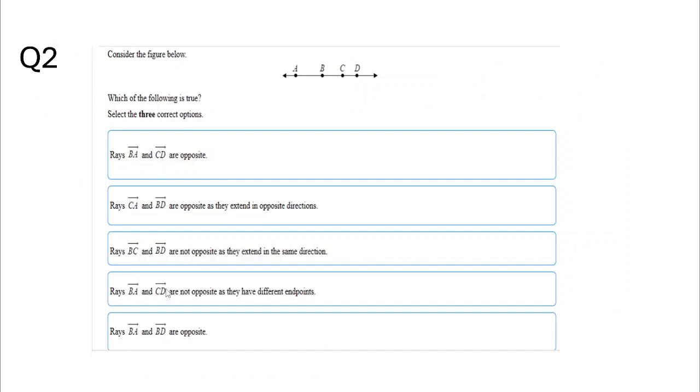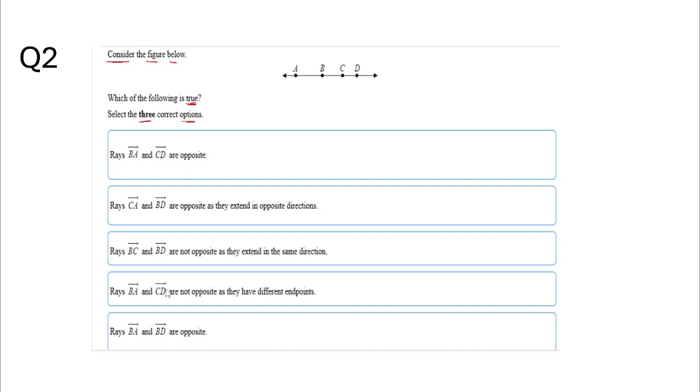Question number 2 says consider the figure below. I have this figure. It's a line with two arrowheads, and on the line there are points A, B, C, D. So A, B, C, D, these points are in the same line. Here it's saying which of the following is true. Select 3 correct options.